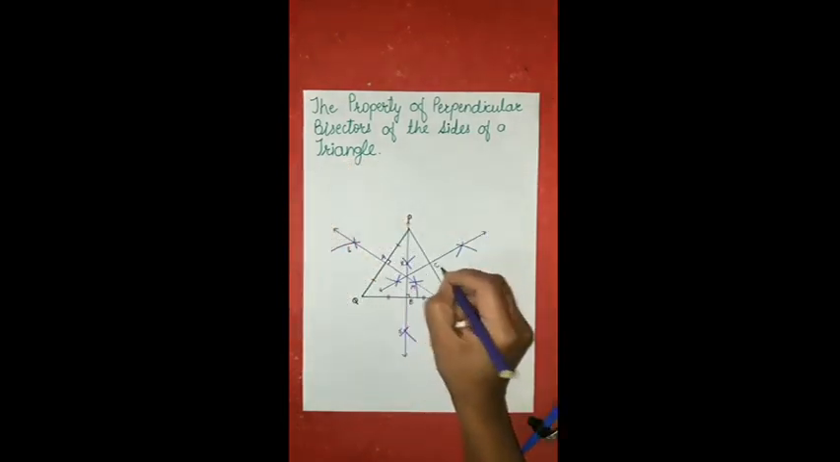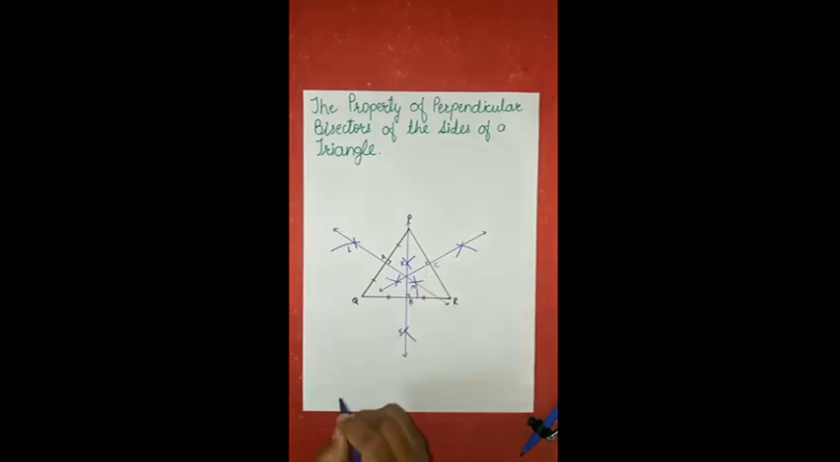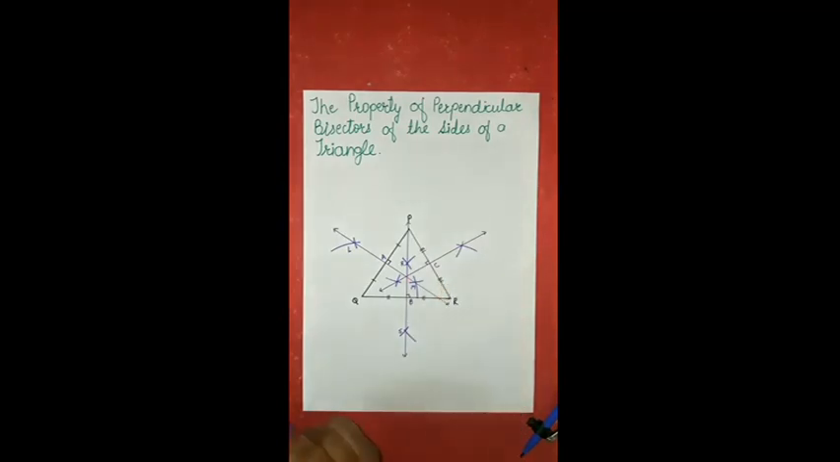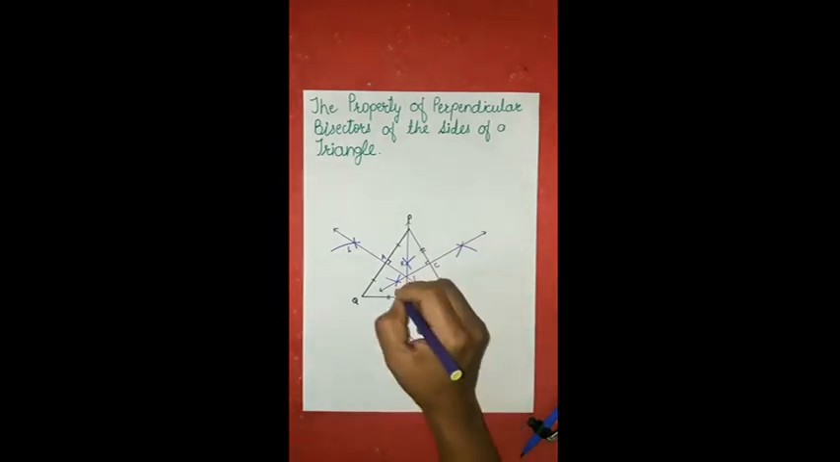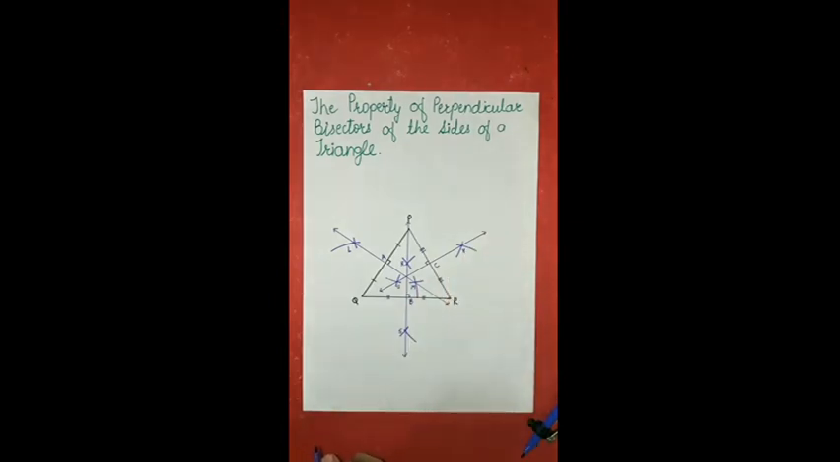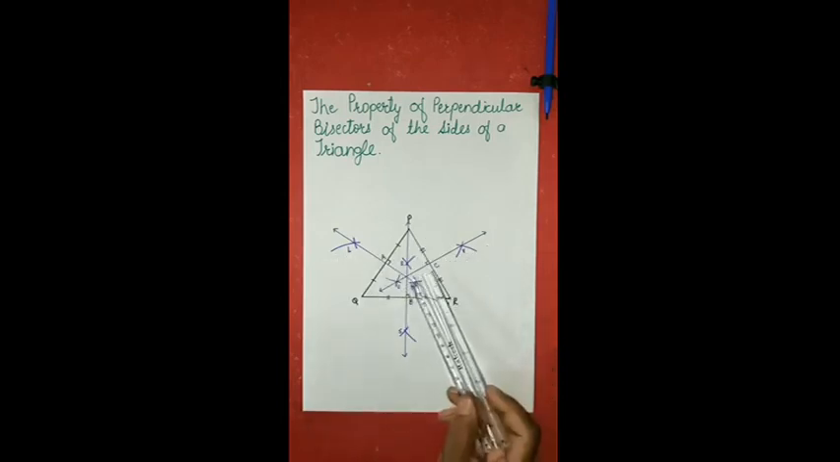Give the name here, C. As this is perpendicular, symbol of perpendicular. These two parts are congruent, so symbol of congruency. Give the name to this line, UV. Now from this figure you will observe that all the three perpendicular bisectors, that is line RS, line LM and line UV, they all meet at one point. We call these lines concurrent lines.